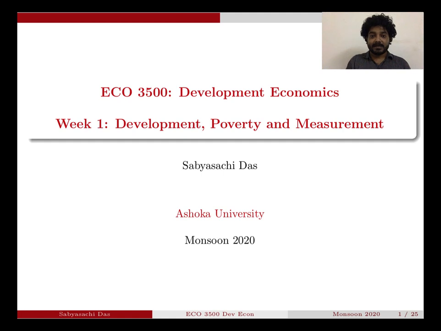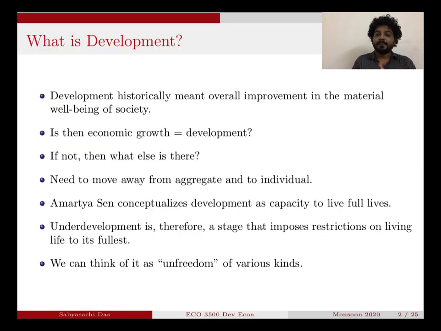So let's jump straight away. What do we mean by development? Historically speaking, development or the process of development meant the overall improvement in the material well-being of society. Right? So starting with Adam Smith's notion of the wealth of nations, we have come to equate the economic prosperity of a society with its state or stage of development.